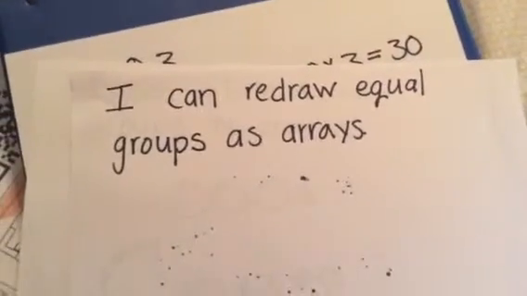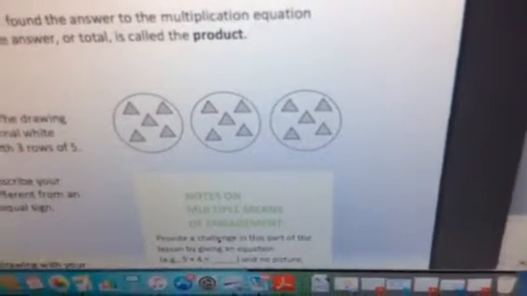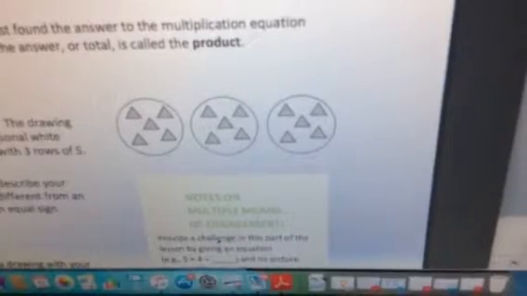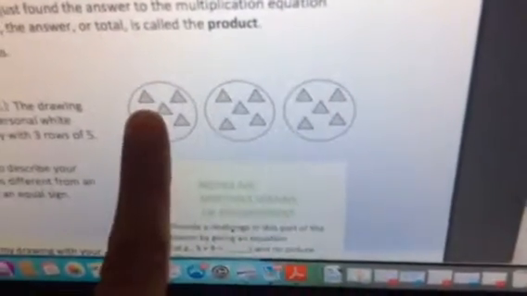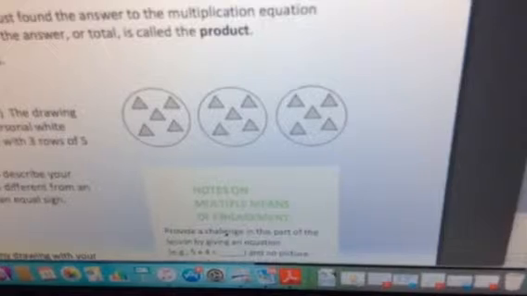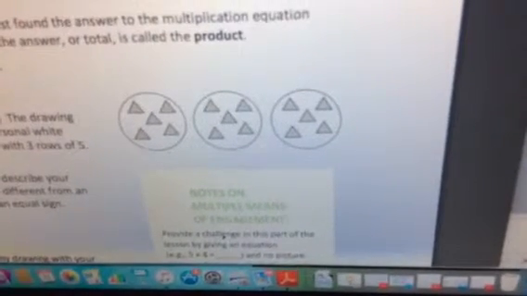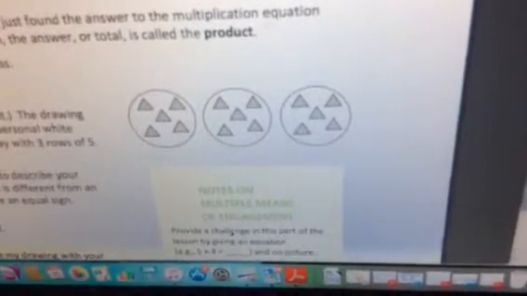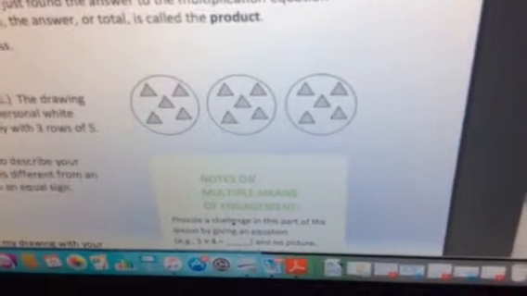It says for problem 2, your learning goal is I can redraw equal groups as arrays. So I want you to look at your paper and you should see something that looks like this. 3 circles with triangles. On the whiteboard table, redraw the picture as an array. So you're going to take this and make it into an array. Remember, an array is equal groups of rows. So you should think about how many rows you're going to draw and how many triangles are going to be in each row.